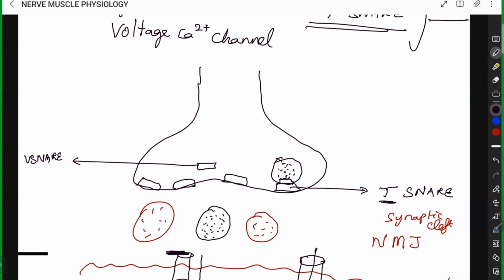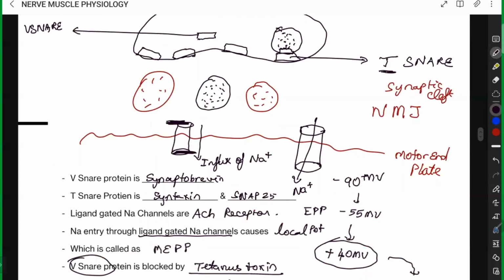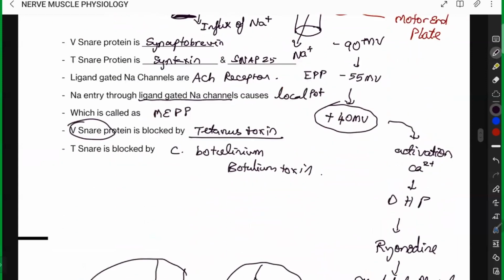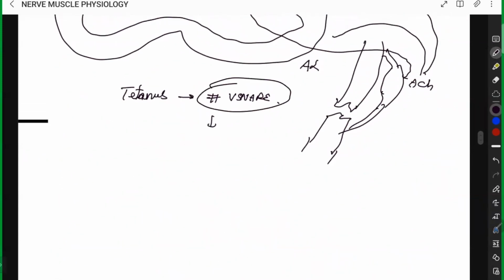So initially, for the V snare to sit, it inhibits the inhibitory neurons. Okay, this is going to inhibit the inhibitory neurons. Your tetanus toxin is going to block the V snare. But which V snare is blocked?